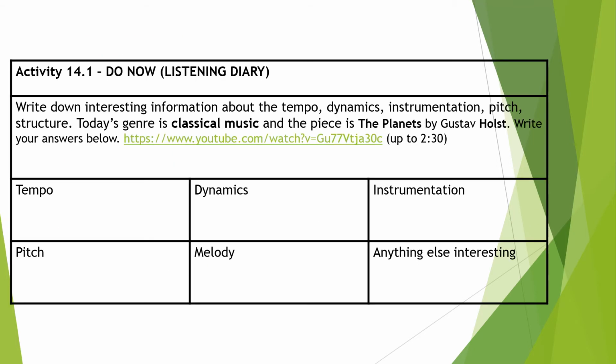Activity 14.1. I would like you to listen to this piece of classical music. The piece is called The Planets by Gustav Holst. I would like you to write down interesting information about the tempo, dynamics, instrumentation, pitch, and the melody. And if you can, as a bonus, also write down information about the structure.